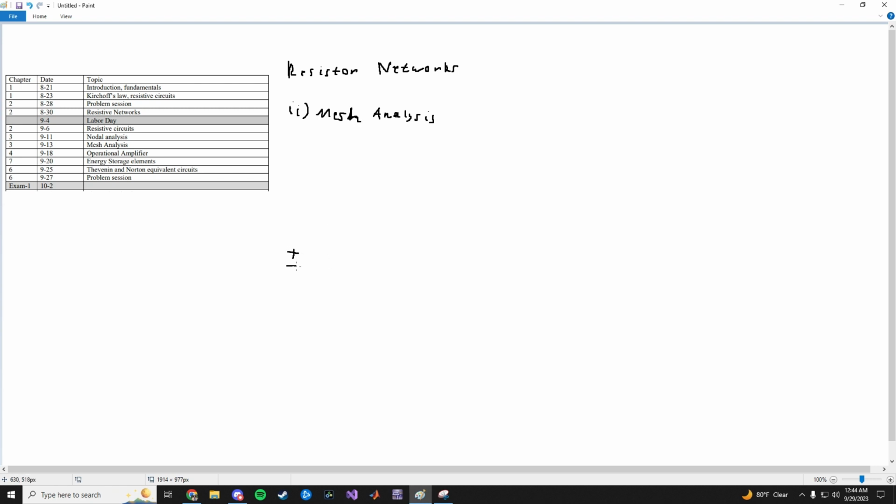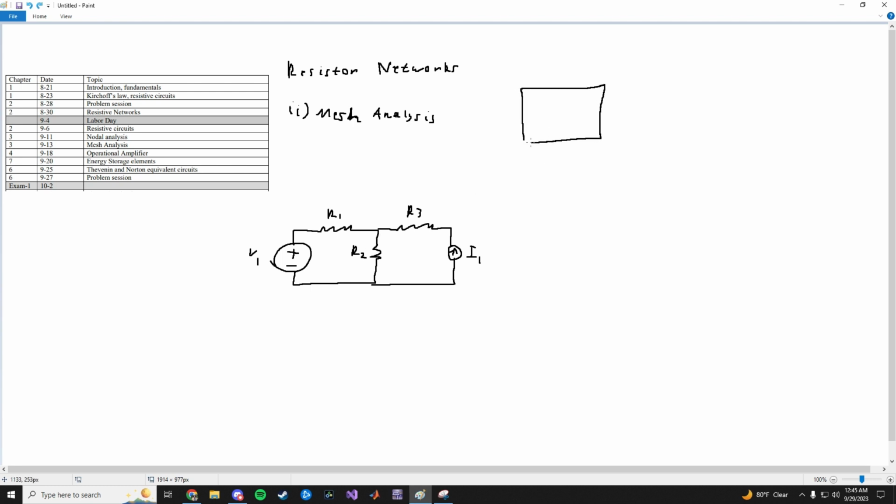So I'll draw the same basic example as last time. Looks something like this. Just a simple network. So V1, R1, R2, R3, and I1. So remember, with nodal analysis, you would find the unknown node voltages, and then write the KCL. Well, with mesh analysis, remember a mesh is simply a closed path where you can draw a loop. So this is a mesh right here, and say you have 2 meshes like this.